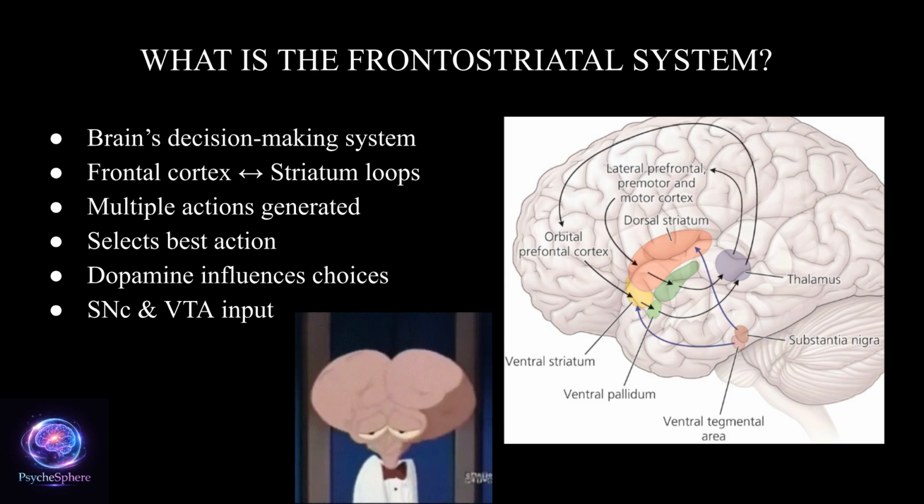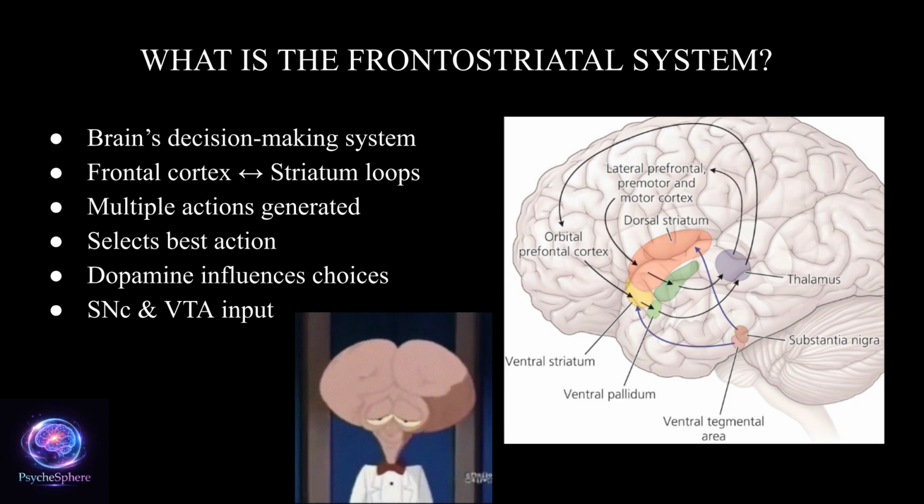Now this system is heavily influenced by dopamine, which comes from two important brain areas, the substantia nigra and the ventral tegmental area. So, dopamine doesn't just make you feel good, it actually helps your brain decide which actions are worth doing. So, now let's quickly understand the key structures involved.